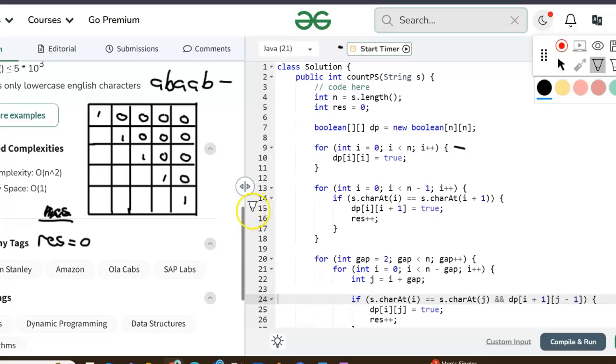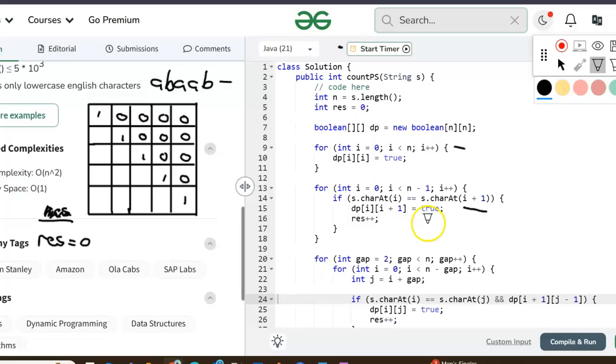Okay. Next, any two-character string is a palindrome if they are the same character. So i is going to go from 0 to n minus 1, not to n, because we are going to add 1 to it here.